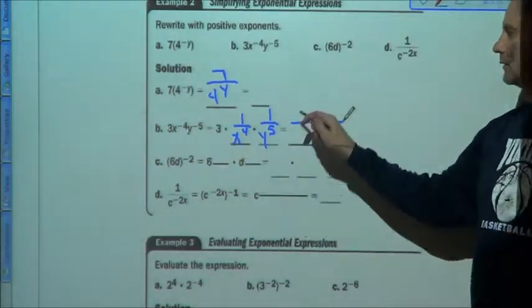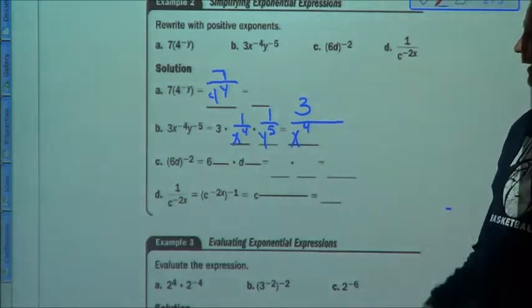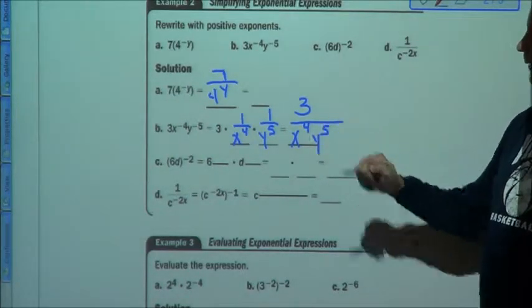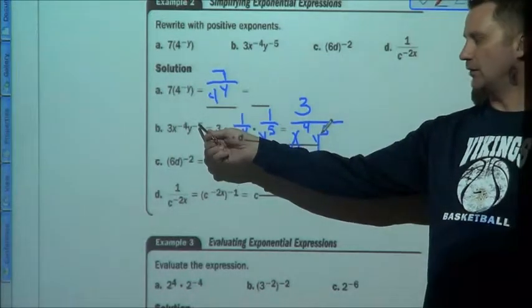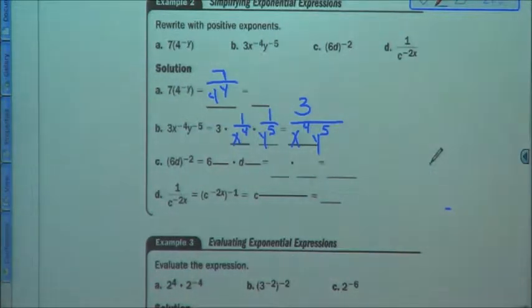Where's the 3 going to be? On the top. Where's the x going to be? On the bottom. Where's the y going to be? On the bottom. And if they start out negative and you move them, they become positive exponents. That would be 3 over x to the 4th, y to the 5th.